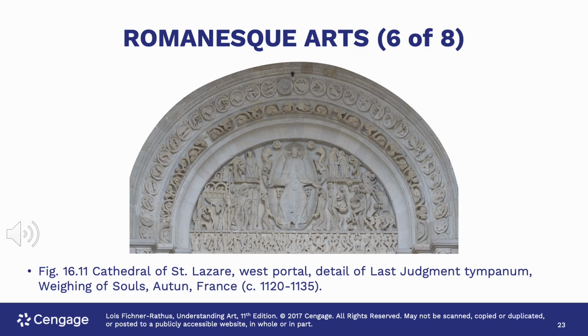Now let's look at figure 16.11. Romanesque sculptures often depicted dramatic religious scenes. This carving shows the Last Judgment where souls were weighed. The imagery reminded viewers of the consequences of moral choices. Why might medieval churches place these dramatic images above entrances?